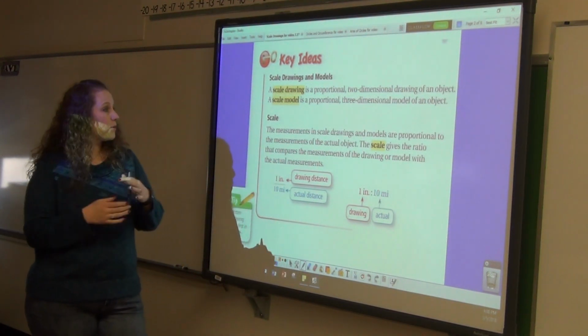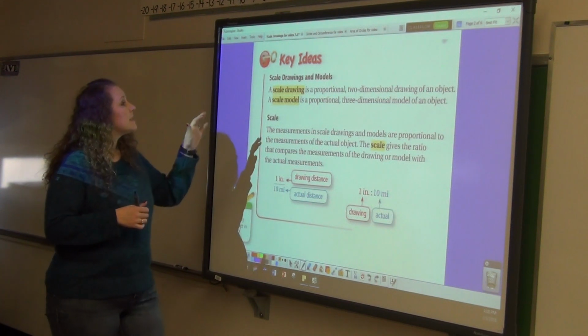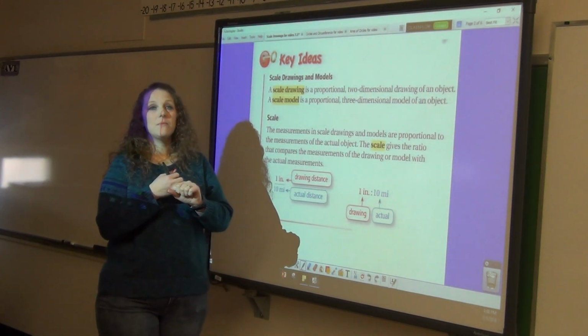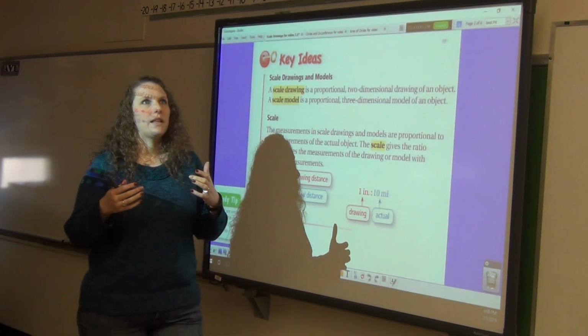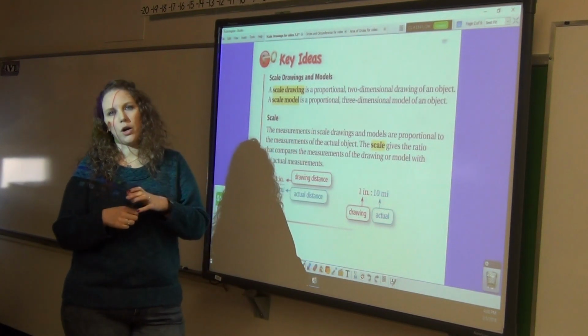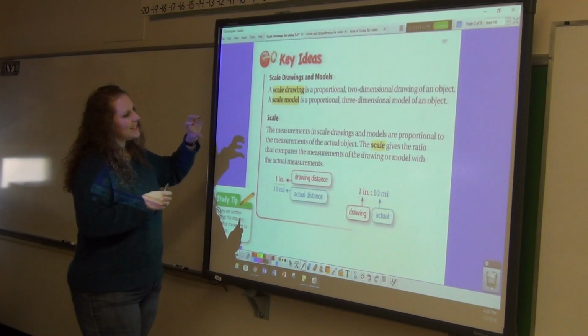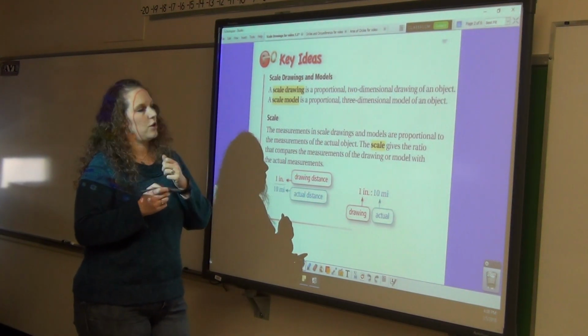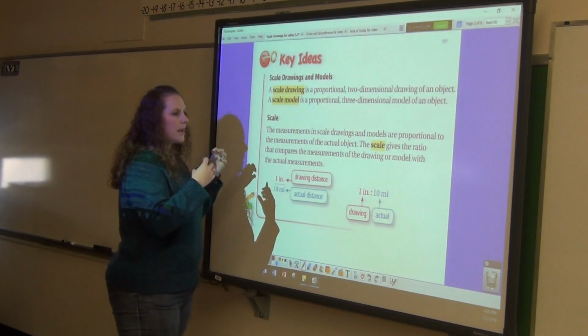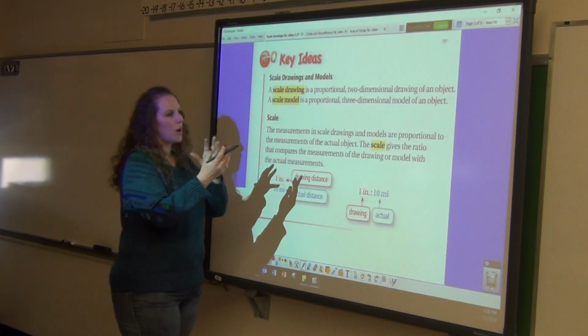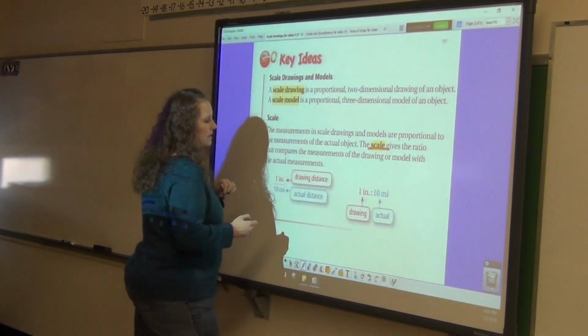map. A map is a great example of a scale drawing. A scale model is proportional and it's three-dimensional. So a good example would be a model car or a model airplane. All right, so the scale is the ratio of our drawing or our model to our actual. That's what your scale is.